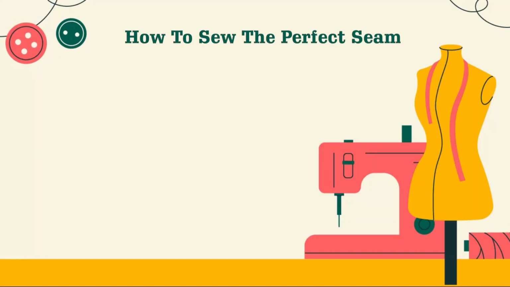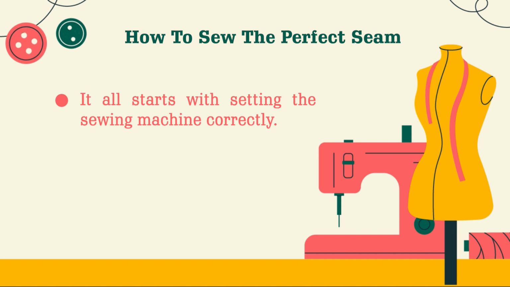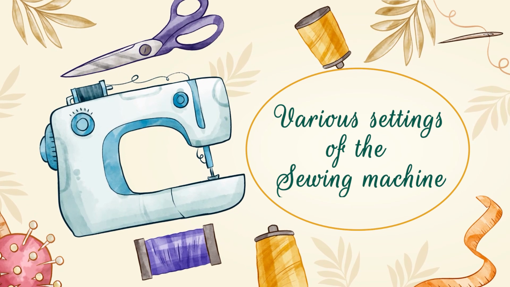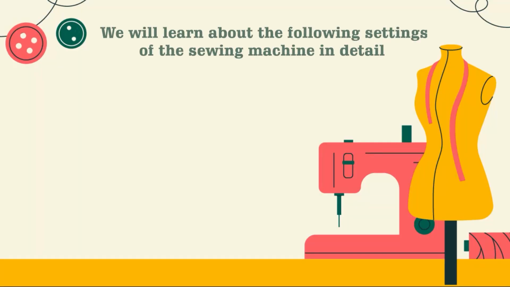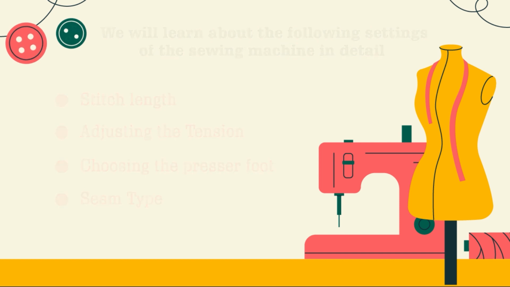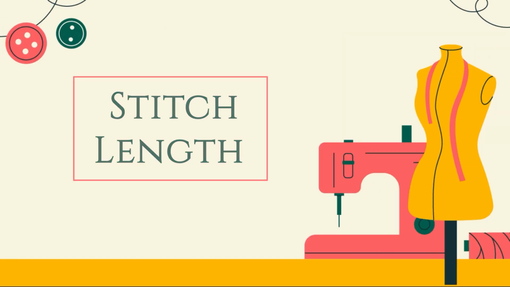One of the most important steps in making of a perfect seam is to set up the sewing machine properly with all the required settings. Let us now look at the various settings and also learn how to check and adjust these settings for making a perfect seam. Specifically, we would look into the following settings in detail: the stitch length, adjusting the tension, choosing the presser foot, and the seam type. Let's discuss stitch length.